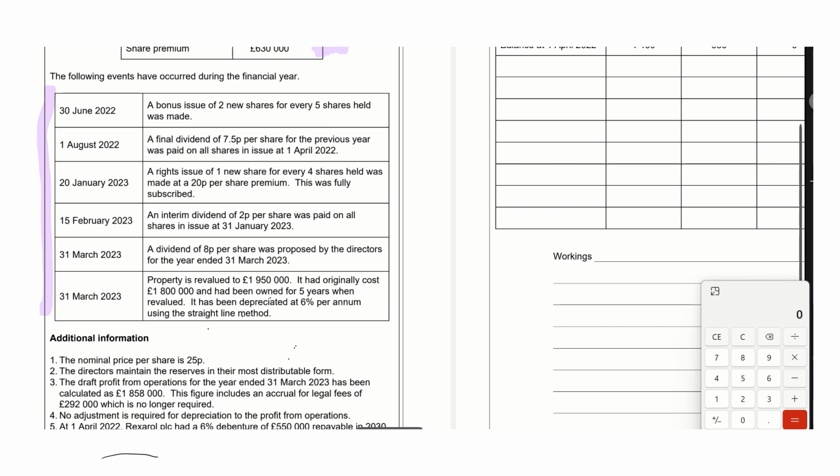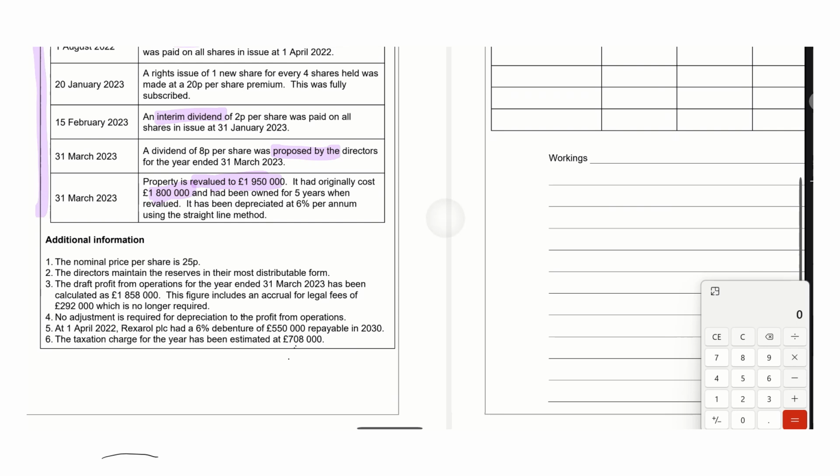So just a quick scan of the question. You've got a bonus share first up. Then you've got a couple of dividends: a final dividend from the last year, an interim dividend, and also a proposed dividend that we need to deal with. And then you have some information about revaluation of an asset, in particular property here.